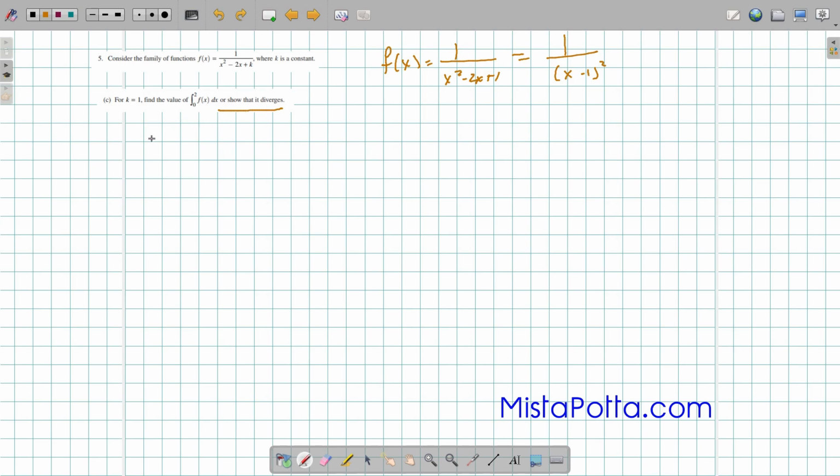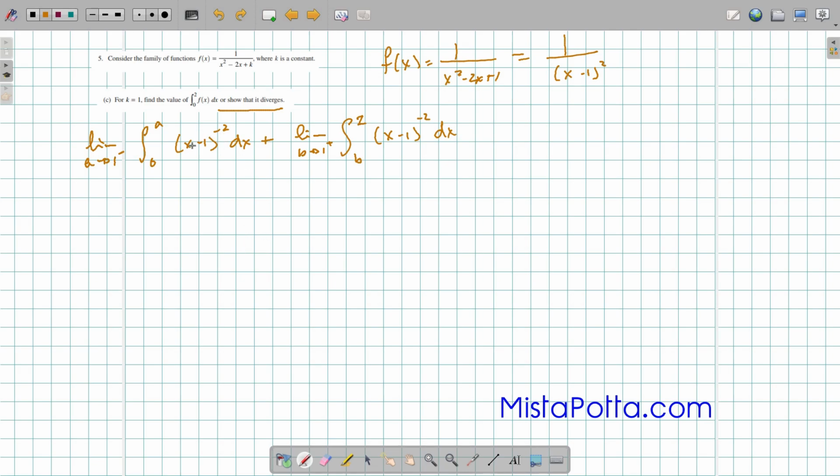So if I want to evaluate this integral, I really want to evaluate the integral from 0 to a, as a approaches 1 from the left, of x minus 1 to the negative 2 dx, plus the integral from b to 2, using the limit as b approaches 1 from the right, of x minus 1 to the negative 2 dx. So I need to treat these as improper integrals because the value x equals 1 is not in the domain of my function 1 over x minus 1 squared.